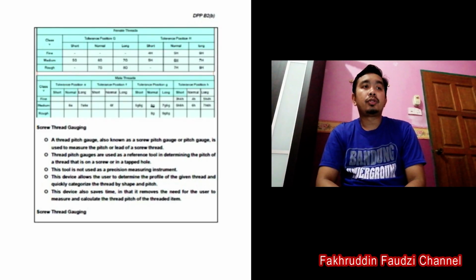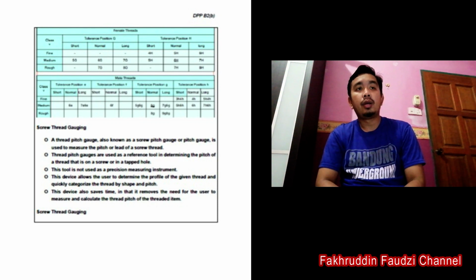Alright, so seterusnya kita masuk iaitu screw thread gauging. So untuk yang setiap thread ni kita akan ada gauge. Gauge ni maksudnya satu alat untuk measure the screw thread. Okay. So a thread pitch gauge, also known as a screw pitch gauge or pitch gauge, is used to measure the pitch or lead of screw thread.